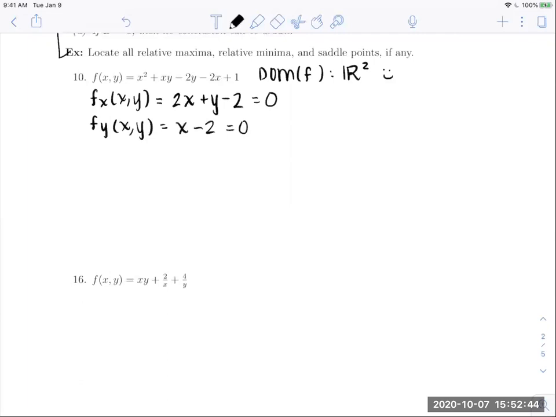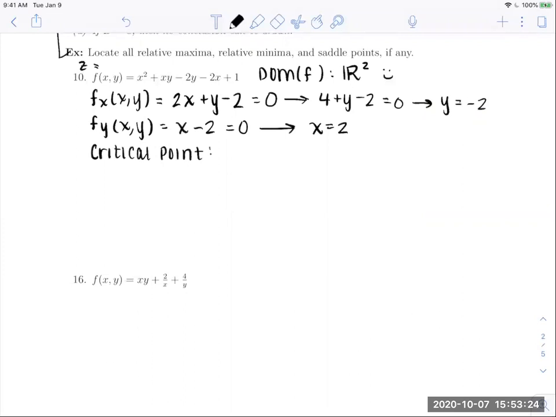Well, this is nice. This second equation, I can immediately solve for x. x equals 2. I'm going to plug that into this upper equation. So that gives me 4 plus y minus 2 equals 0. In other words, y equals -2. So I would like to write my critical point in 3 dimensions, right? I get the x and the y. The z is just the output of the function f of x, y. So I get one critical point. Let's write it out.